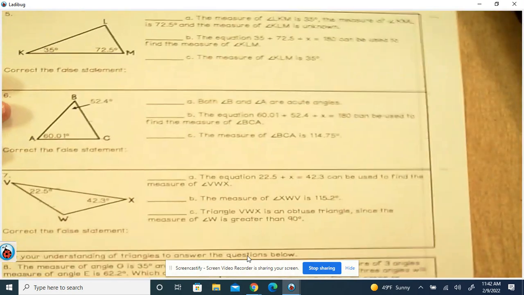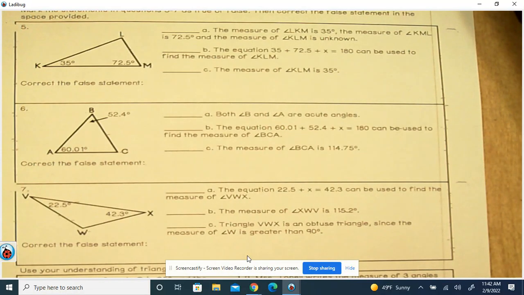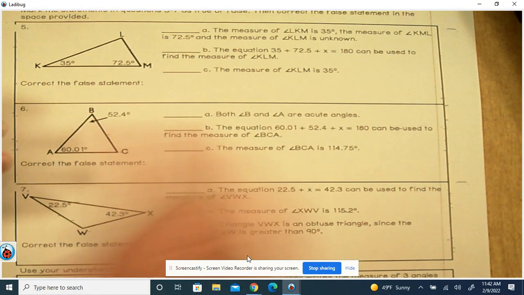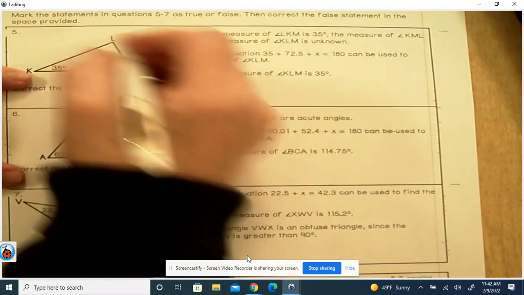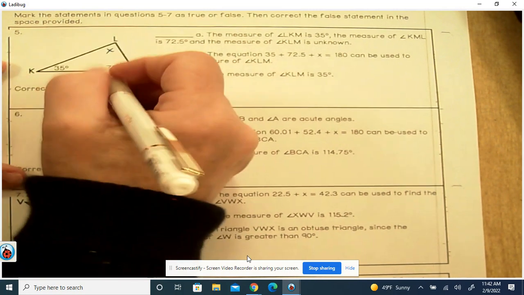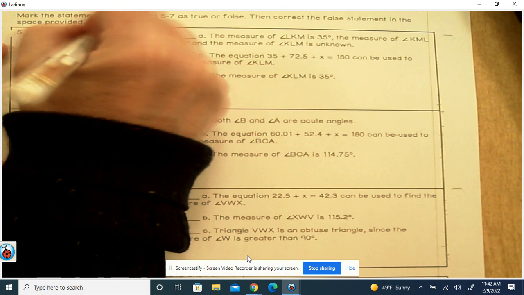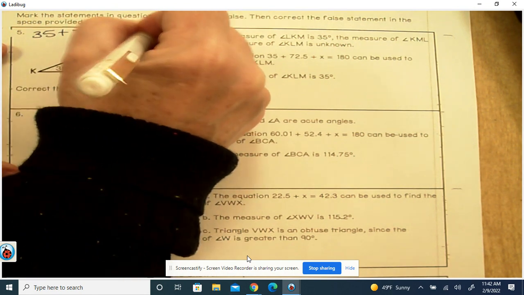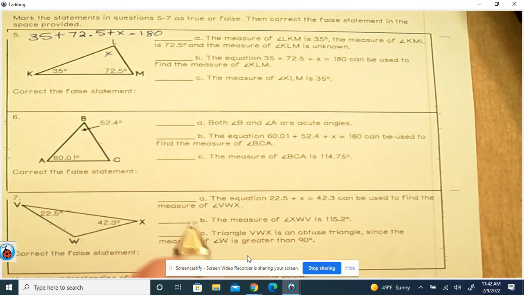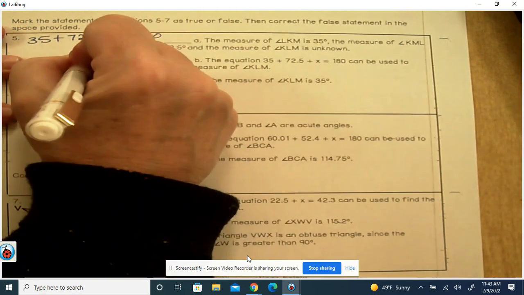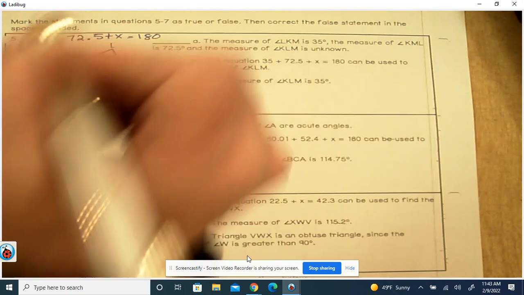Next sheet. All right, let's look at this. This is: mark the statement in questions 5 through 7 as true or false. Then correct the false statements in the space provided. All right, so these three together have to equal 180. So let's do this. 35 plus 72.5 plus X equals 180. And when we do that, what is our missing angle? Our missing angle is 72.5. So this one is 72.5 as well.